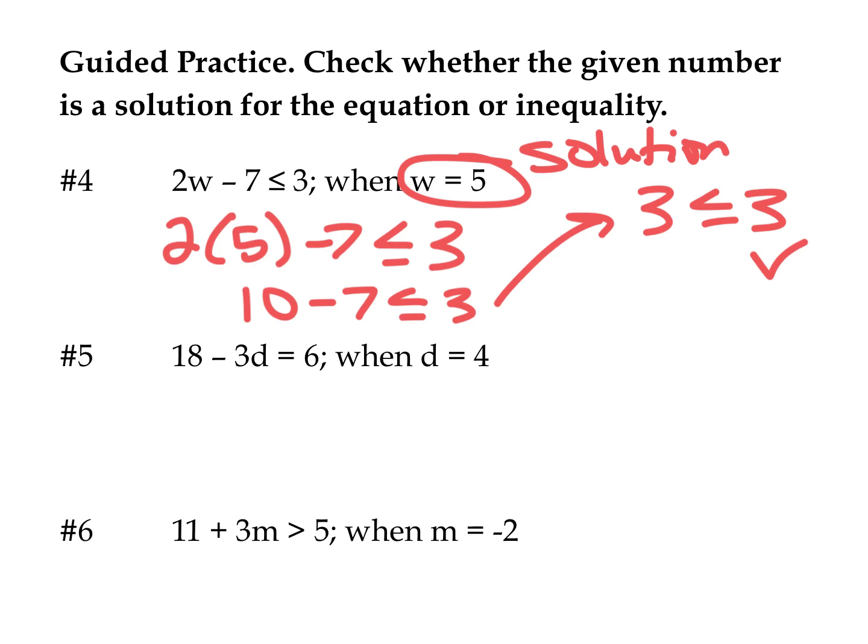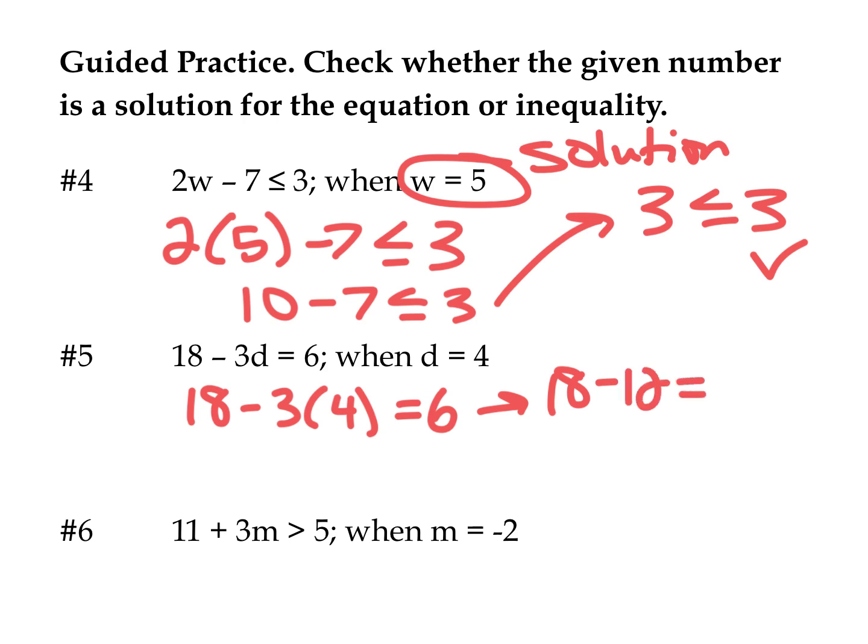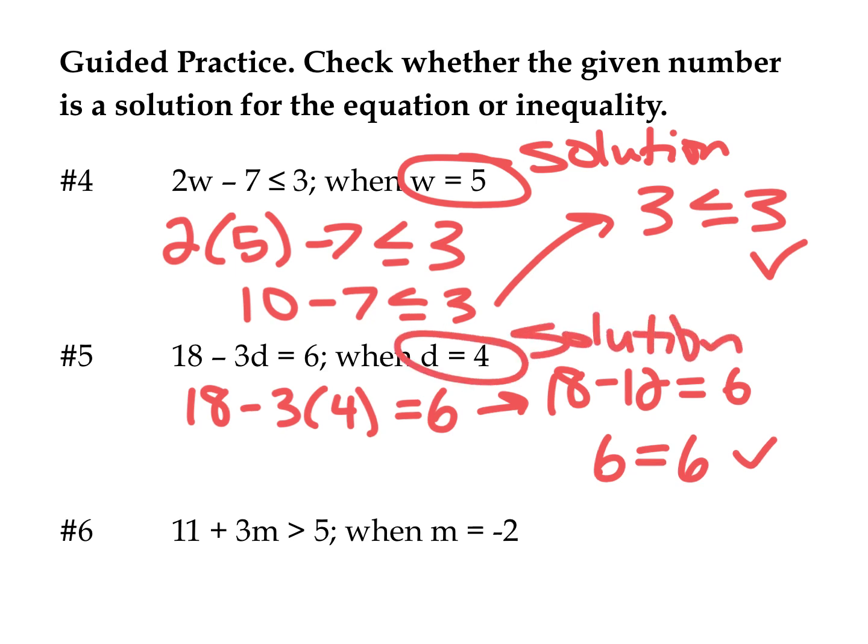Now in the next example, number 5, we're going to take a 4 and plug it in for the d. We have 18 minus 3 times 4 equals 6. That's going to give us here 18 minus 12 equals 6. 6 equals 6. That is true. If we'd gotten 7 equals 6 or 6 equals 12, something that wasn't true, then it wouldn't be a solution. So yes, d equals 4 is a solution. And write that down.